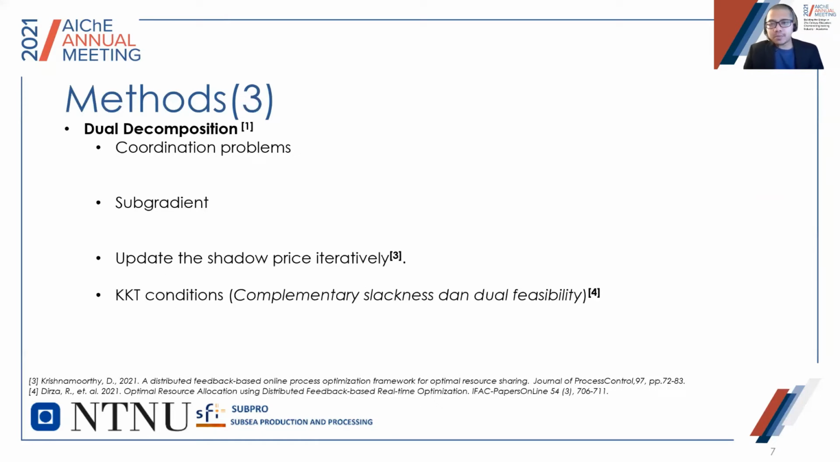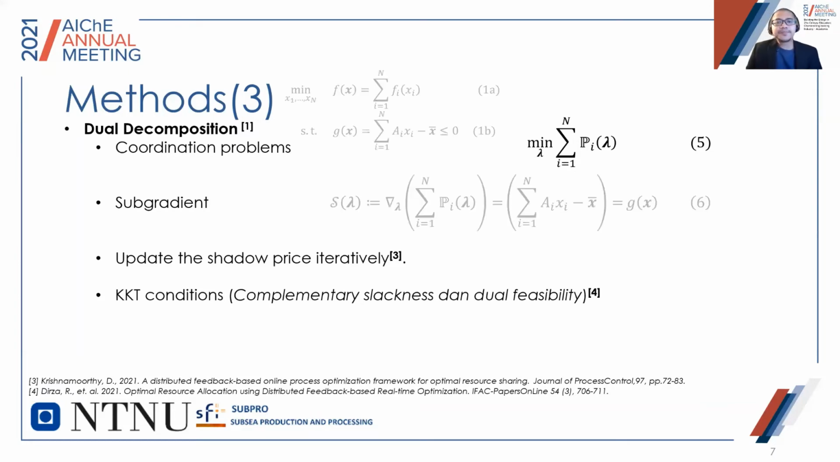What about the coordinator problem? Similar to the primal method, we have a similar form of coordination problem where we want to optimize the overall problem by determining the optimal shadow price to minimize the total value of the Lagrange function. This is the total cost, that is, the Lagrange function. We can determine the optimal shadow price using the subgradient method.